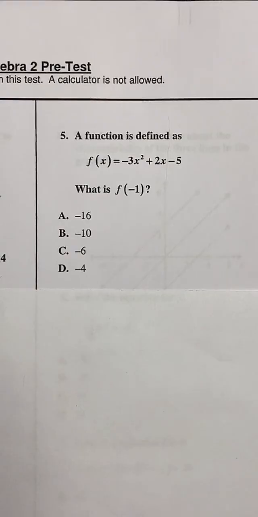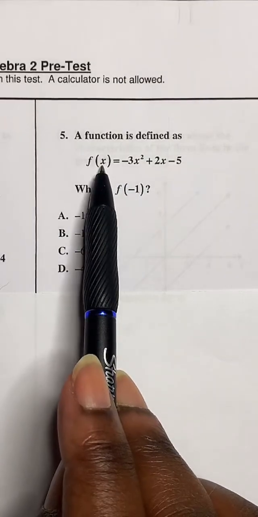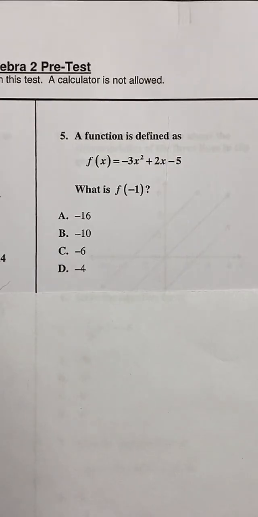Okay, so number 5. A function is defined as f of x equals negative 3x squared plus 2x minus 5. What is f of negative 1? So is it A, negative 16, B, negative 10, C, negative 6, or D, negative 4? Notice the negative 1 is in the same spot as the x. Little hint.